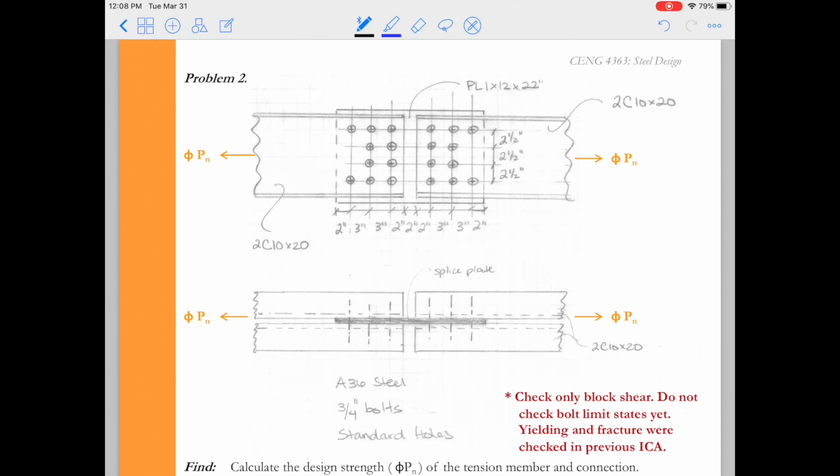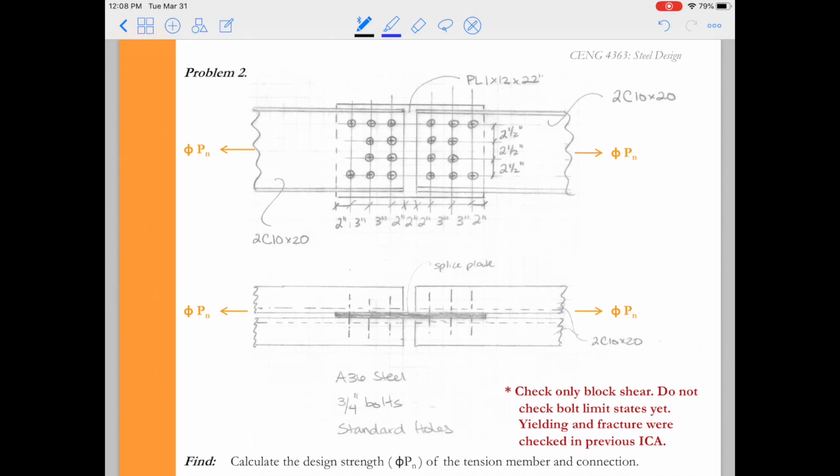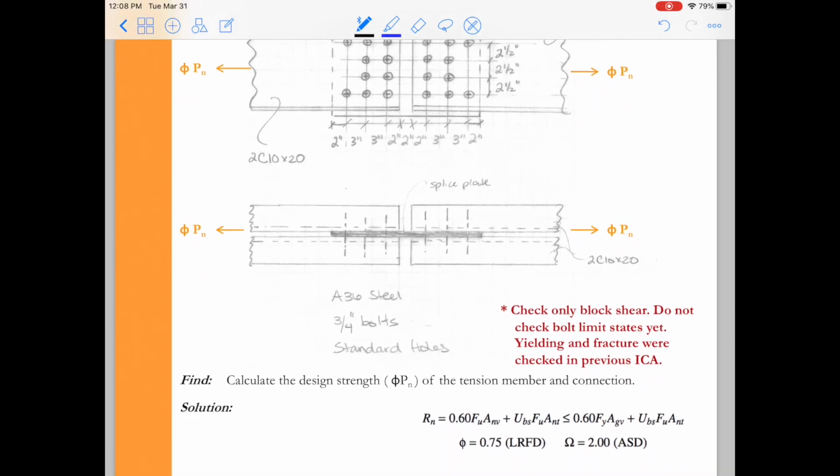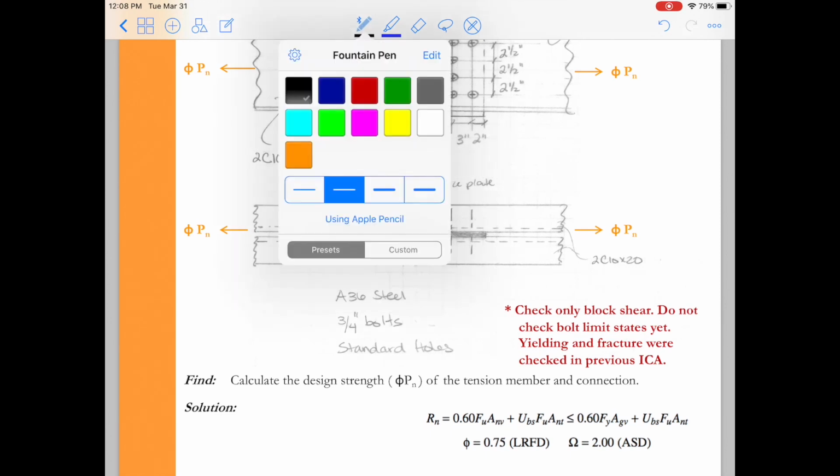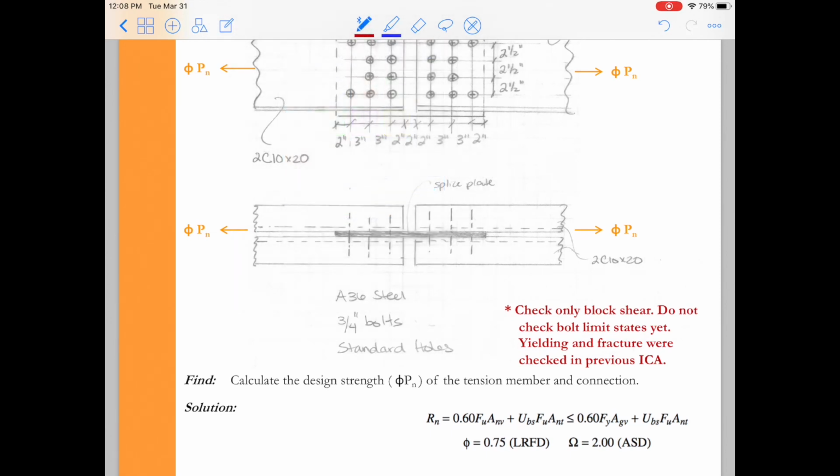We have the spacing between the bolts. Again, we have double channels on both sides attached to a 1x12 splice plate. All the steel is A36, and 3/4 inch bolts are what we're going to use in standard holes. In this example, I'm only going to check block shear. I'm not going to check yielding and fracture. We checked yielding and fracture two lessons ago in the videos from lesson 17. If you want to head back there, you can take a look. So all I'm going to do is look at the block shear strength.